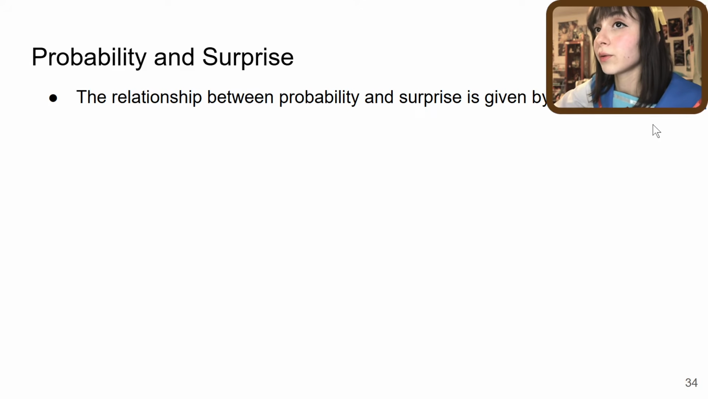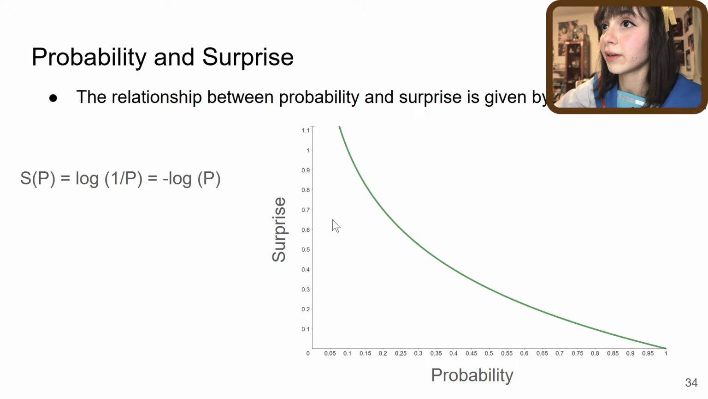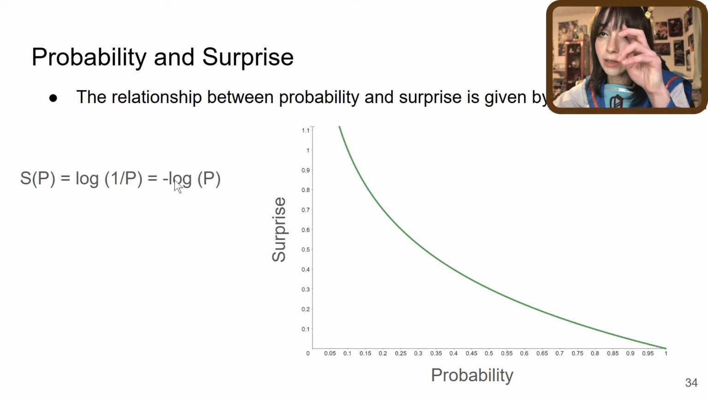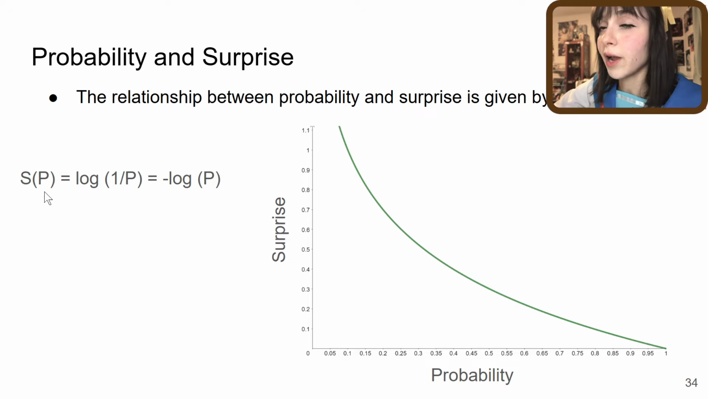So that would be the relationship between probability and surprise. Now, formally, this is given by something that looks like this, and mathematically, this is the log of 1 over p, which you can simply, by the rules of logarithm, take out a minus and just put log of p. But yeah, so our surprise depends on probability by minus the log of probability.